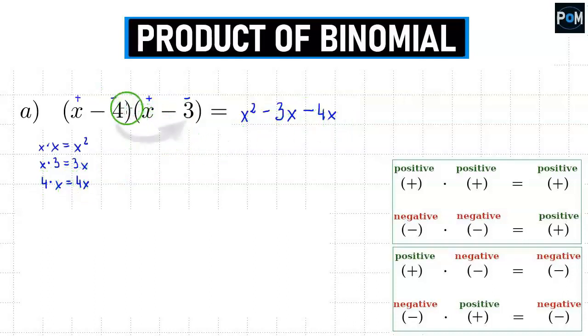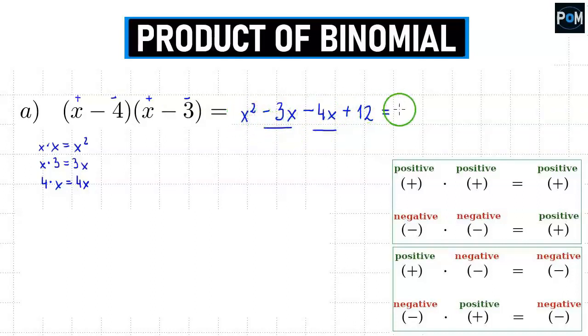The last multiplication is 4 times 3, making 12. -4 times -3. A negative number times a negative number results in a positive outcome. Sometimes that might be the end of the example, but sometimes you need to simplify further. Here we have like terms, so we need to combine them.